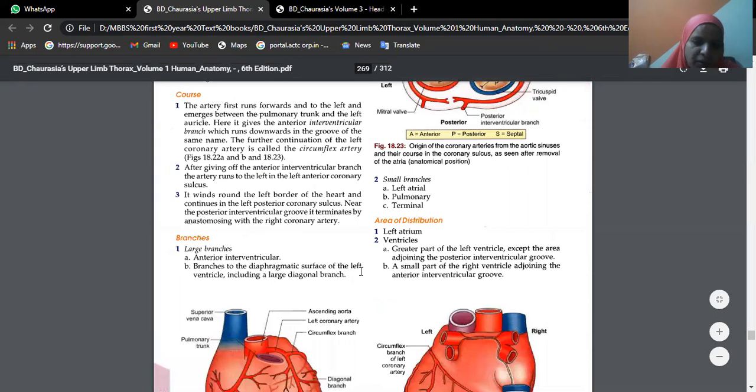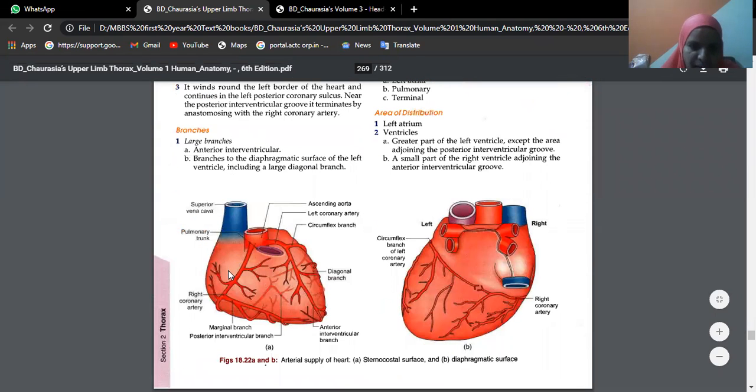Now let us see the course of the right coronary artery. If you look at this picture, this chamber is the right atrium, which is showing the opening of the superior vena cava and inferior vena cava. This chamber is the right ventricle, and at the margin we have the left ventricle. Then when you see behind, again we have two chambers. Towards the superior and inferior vena cava, this is the right ventricle and this is the left ventricle.